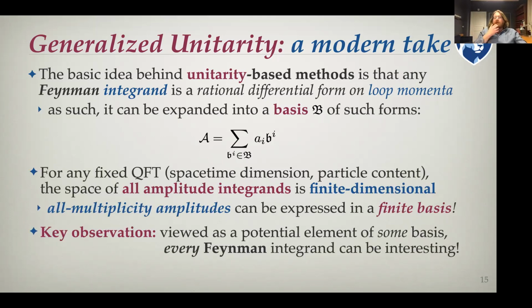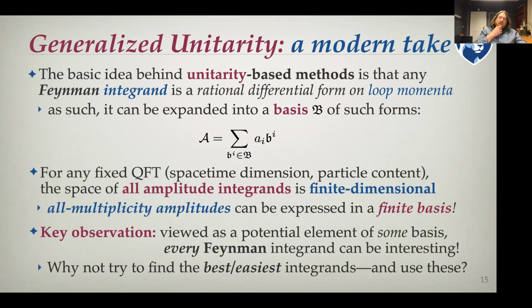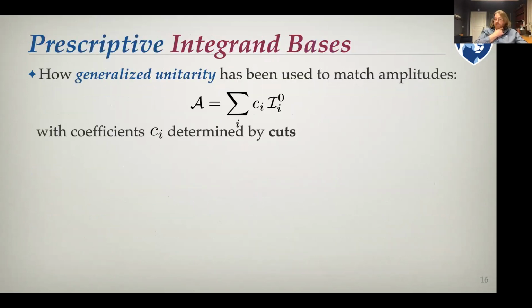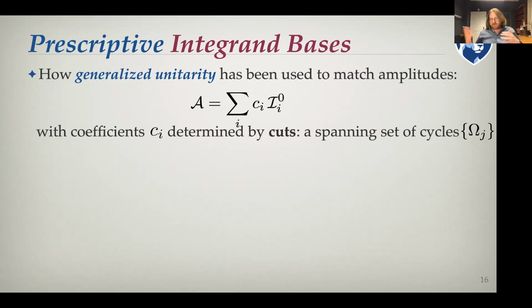And so why not just try to look for the best, easiest integrals, the ones that expose the most structure, and use those. So the way that you actually find these coefficients has historically been done using generalized unitarity, which means that you match it on on-shell cuts. So the idea here is that if you have a basis of a certain size, you choose the same size, same number of cycles, a spanning set of unitarity cuts or generalized unitarity cuts. And this thing, it's called a spanning set if the period matrix is full rank.